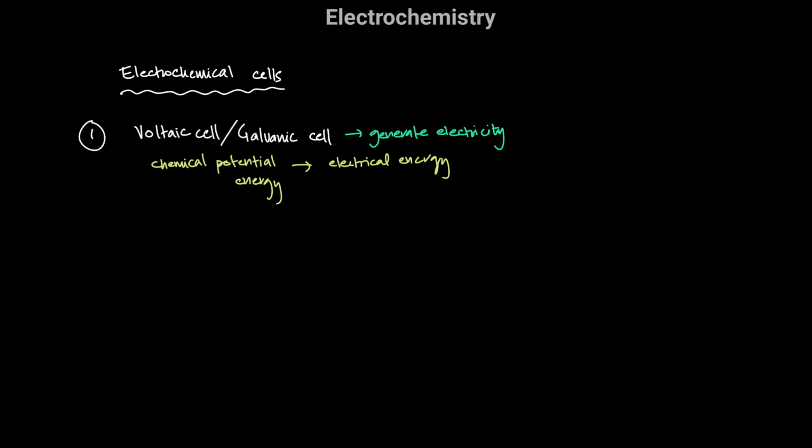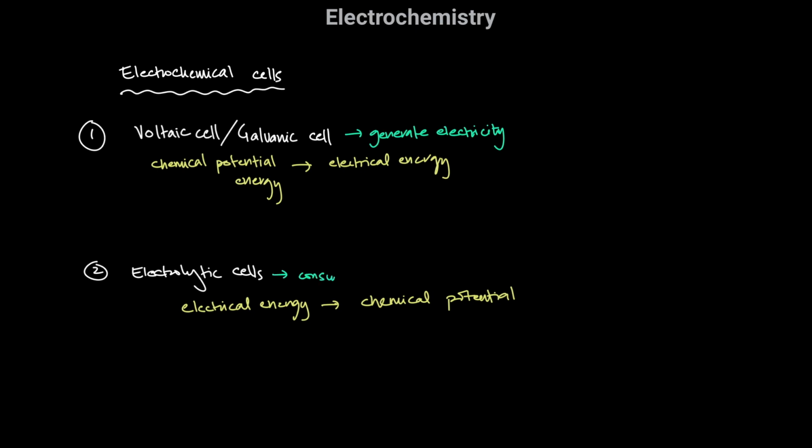The other type of cell that we talk about is called an electrolytic cell. Now, in electrolytic cells, we have the reverse. Electrical energy is converted into chemical potential energy. So electrolytic cells consume electricity.